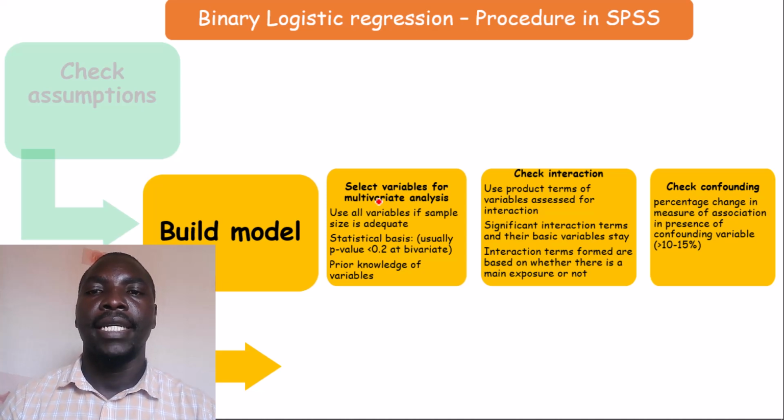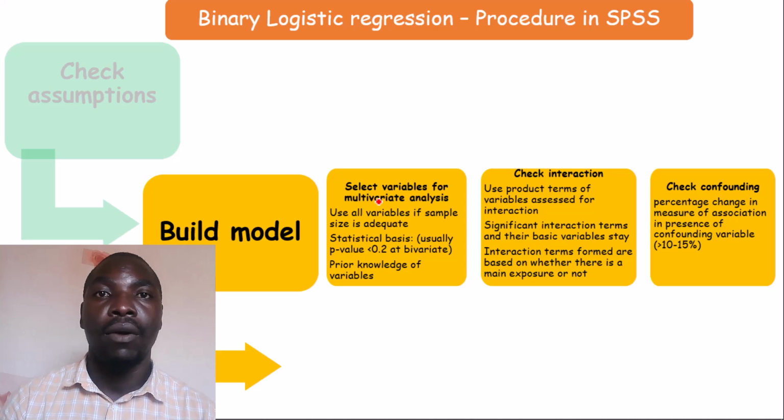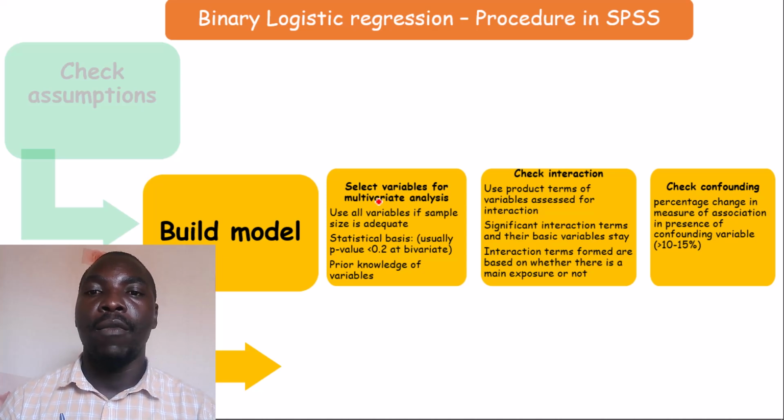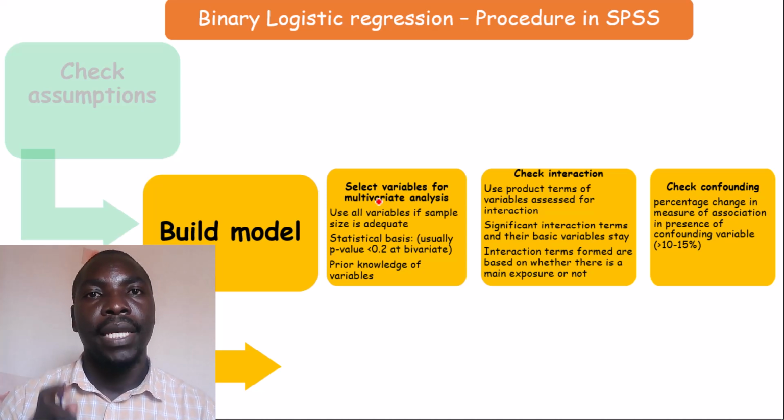Today we look at how to check for interaction in a binary logistic regression model analysis. This is part of a series of videos that we are making on binary logistic regression analysis. I highly recommend that you check on the previous videos where we saw how to check for assumptions of binary logistic regression in SPSS and how to select which variables to include in your analysis. Now that we selected our variables, we now move ahead to check for interaction.